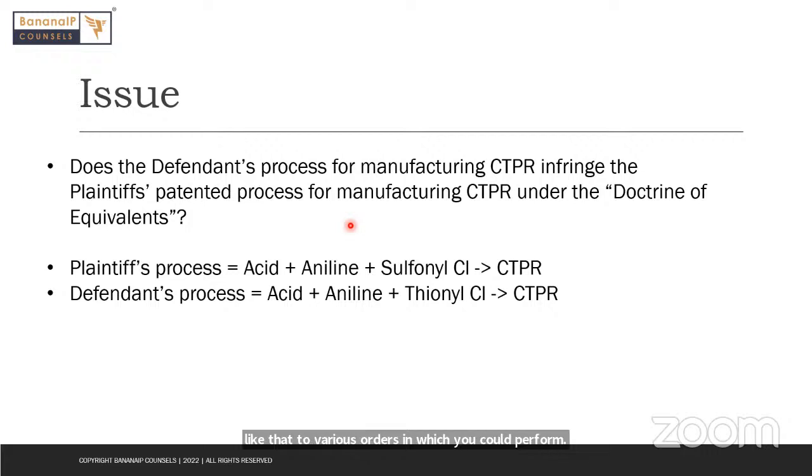So the court wanted to see whether the sequence in which the plaintiff's process combined the reactants was the same as the way the defendant's process combined the reactants.